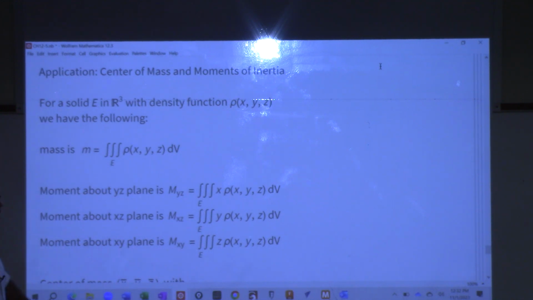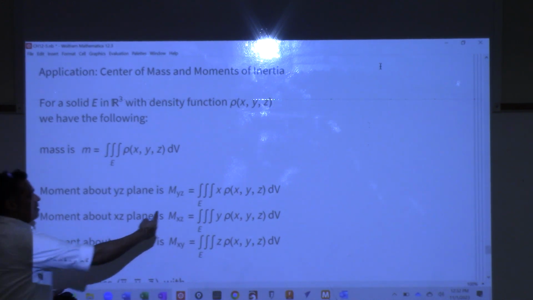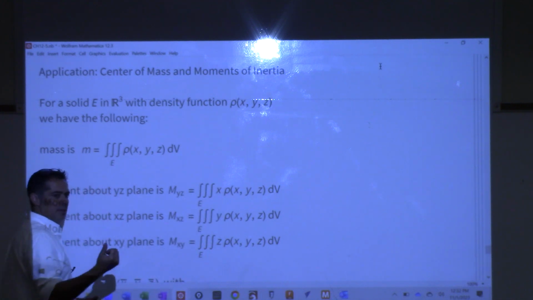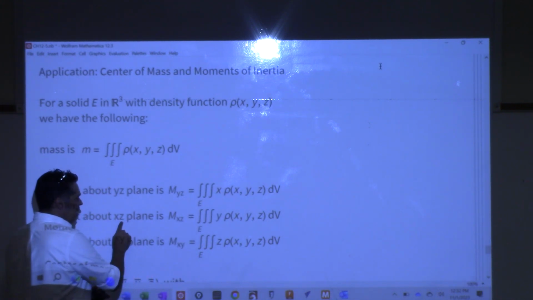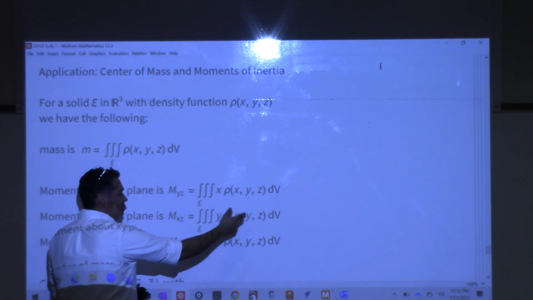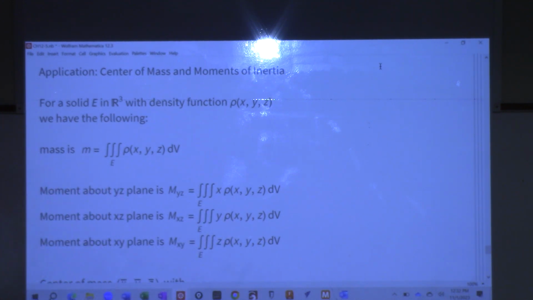The important thing is that if you're trying to find the moment about the yz plane, you've got this mass sitting out here, and the distance to the yz plane is x. So that's what's being put into the integral. It's whatever variable is missing. So for the moment about the xz plane, you measure distance y and include it. So you've got your three moments.